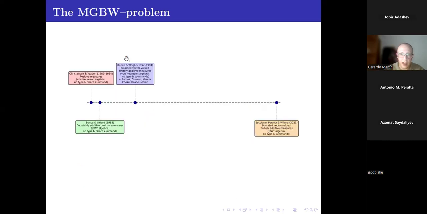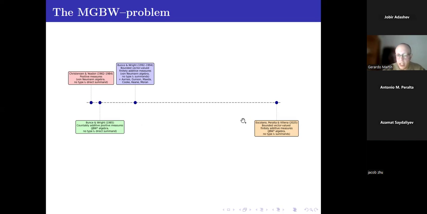Here we see a timeline of how positive answers to the Mackey-Gleason problem were obtained. And as a consequence of this new result for GBW-star algebras, you know that in the case of associative algebras, the Mackey-Gleason problem has multiple applications.